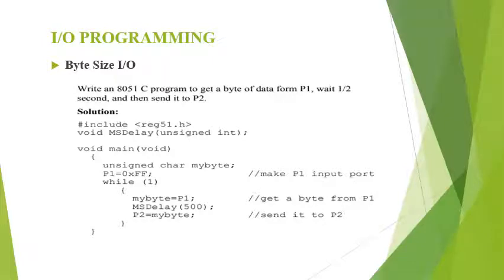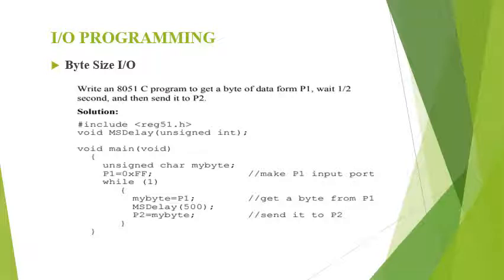Next example, write an 8051 C program to get a byte of data from port 1 and wait for half a second and then send it to port 2. So we are writing a function msdelay for introducing a half second delay. Then in the main function we have the variable myByte declared using the unsigned char data type, and then we are assigning a value to port 1, and then for the continuous process of getting the byte of data from port 1 and then sending it to port 2 after a delay of half a second, we are using a while loop.